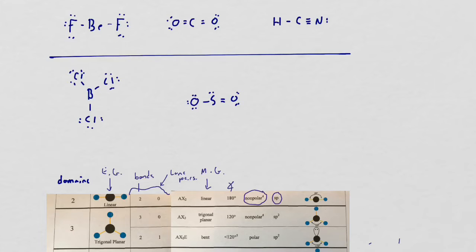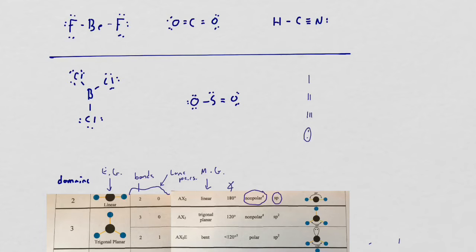All right, let's start by explaining what a domain is first, or electron domain. So here's what a domain is. It's a region with electrons. Now, a domain could be a single bond. It could be a double bond. It could be a triple bond, or it could be a pair of electrons. And what happens is, when you look around an atom, there's going to be a certain number of domains around that atom. So let's just look at a couple of examples here, okay?